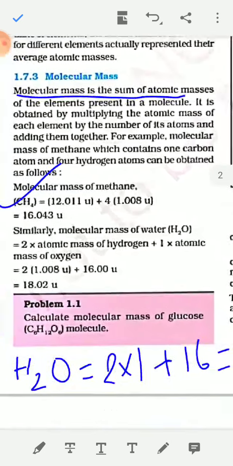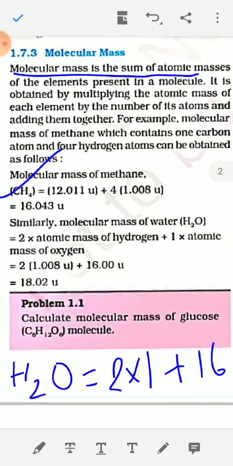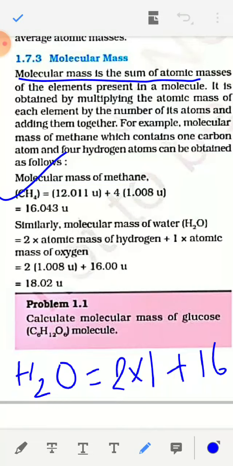Molecular mass is obtained by multiplying the atomic mass of each element by the number of its atoms and adding them together. For example, the molecular mass of methane, which contains 1 carbon atom and 4 hydrogen atoms. So what is the molecular mass of methane? Methane means CH4. And remember that the atomic mass of carbon is 12 AMU or 12 u, it is actually 12.011 u.